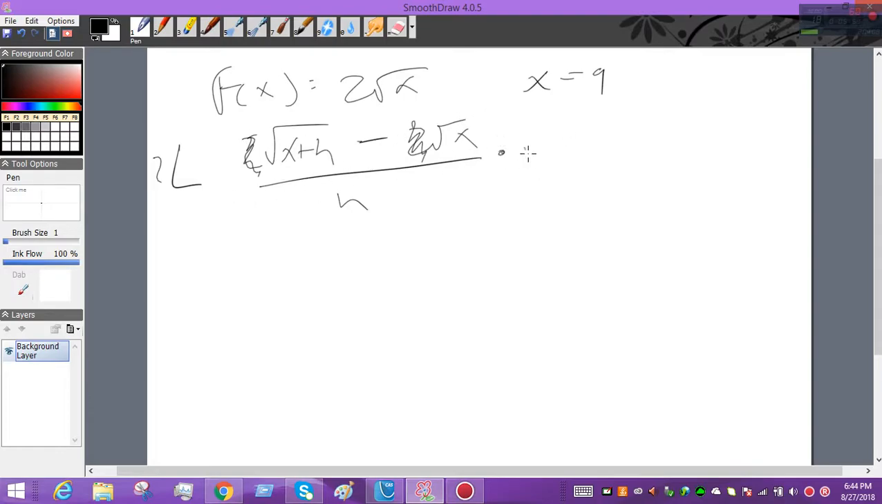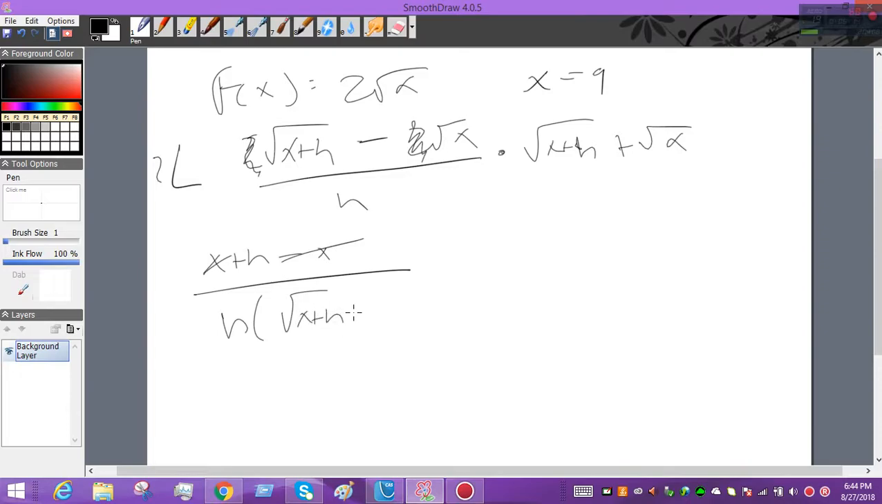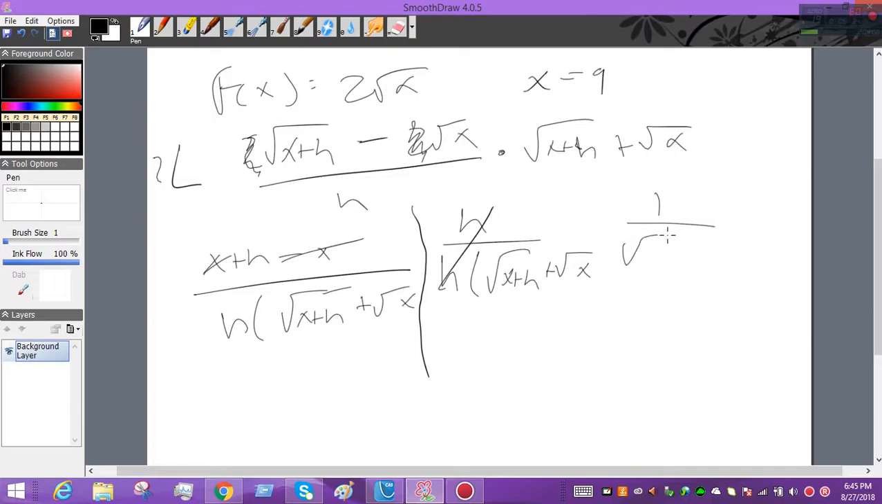So we can multiply this by the square root of x plus h plus the square root of x. This turns the numerator into x plus h minus x, and those cancel out. All that over h times the square root of x plus h plus the square root of x. Okay, so we end up with h over h times the square root of x plus h plus the square root of x. The h's cancel out, you get 1 over the square root of x plus h plus the square root of x.